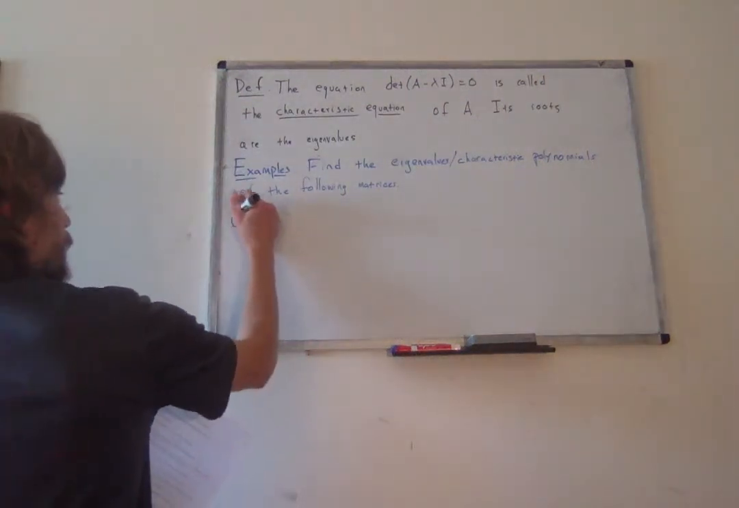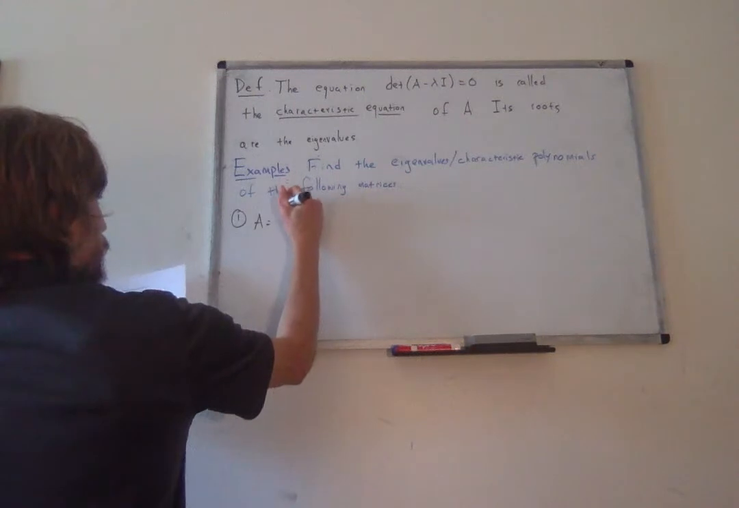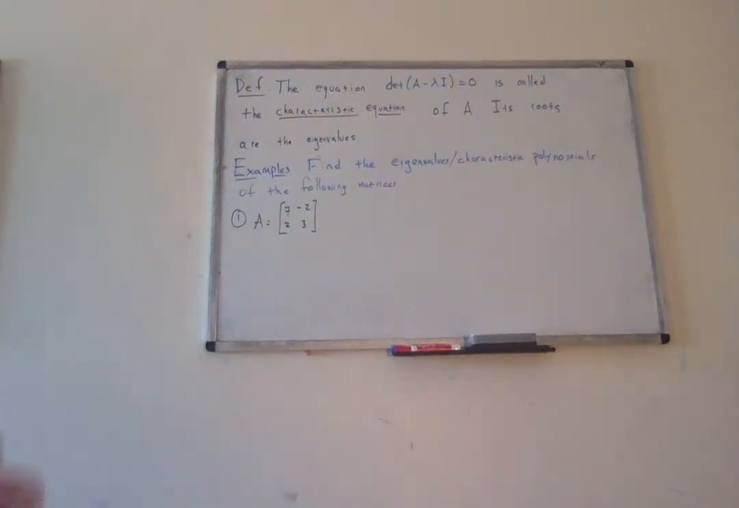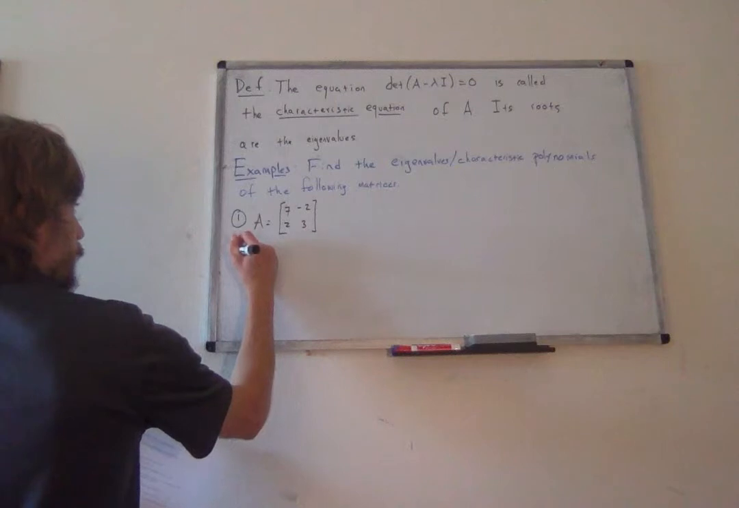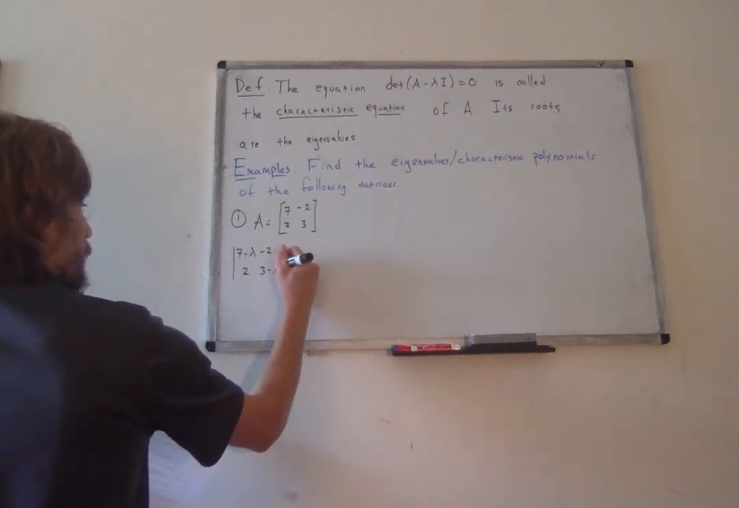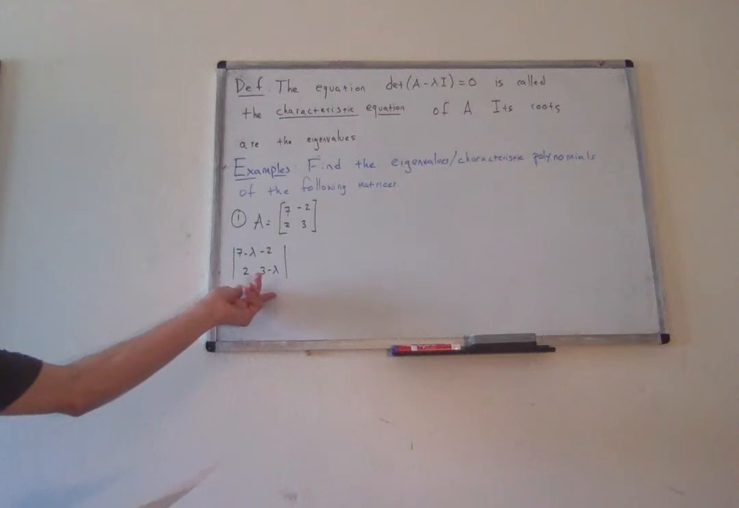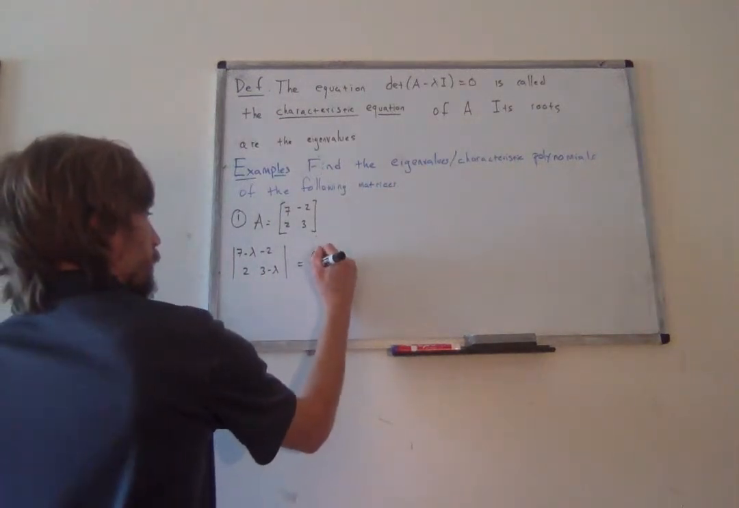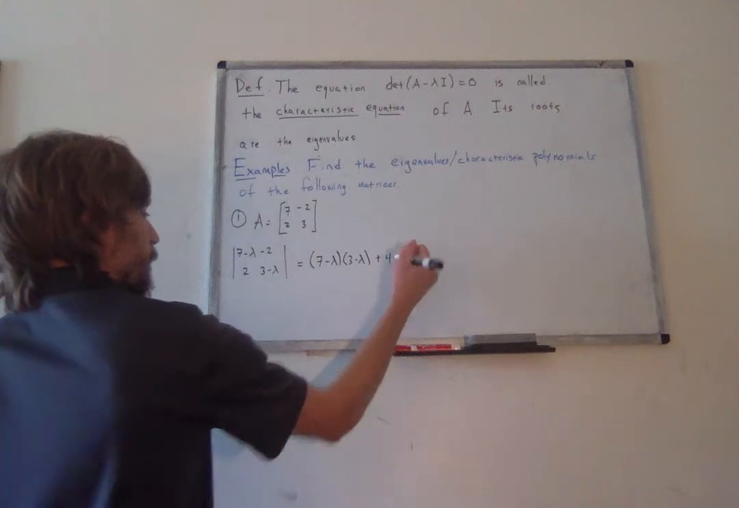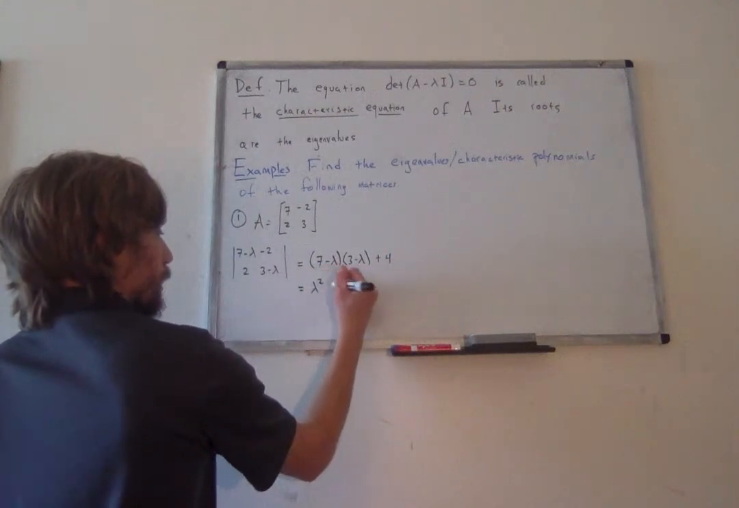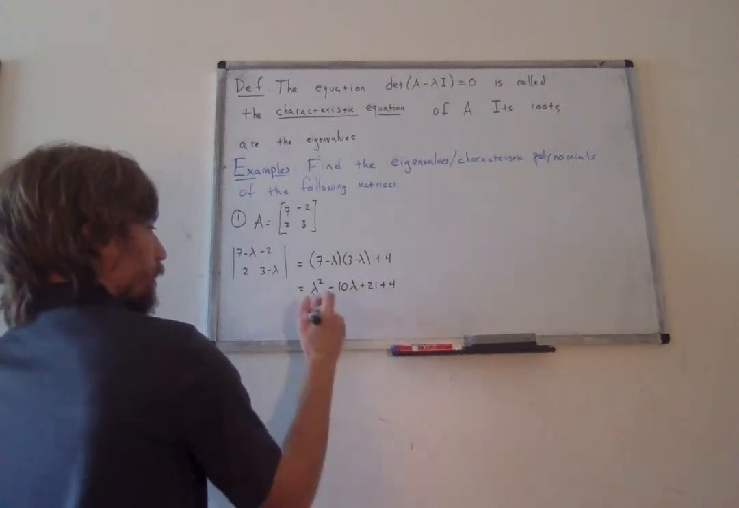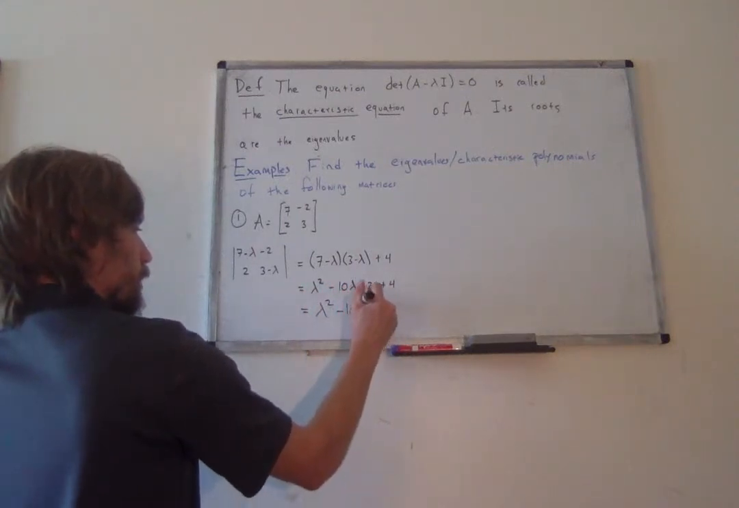So, first example, and again, all of these are on the worksheet as well. 7, 2, negative 2, 3. And so remember, the characteristic polynomial is found by taking the determinant, where I subtract lambda from each of the diagonal entries of A and take the determinant. So it's the determinant of this matrix. Expanding that, I get (7 minus lambda)(3 minus lambda) plus 4. This is equal to lambda squared minus 10 lambda plus 21 plus 4, which is equal to lambda squared minus 10 lambda plus 25.